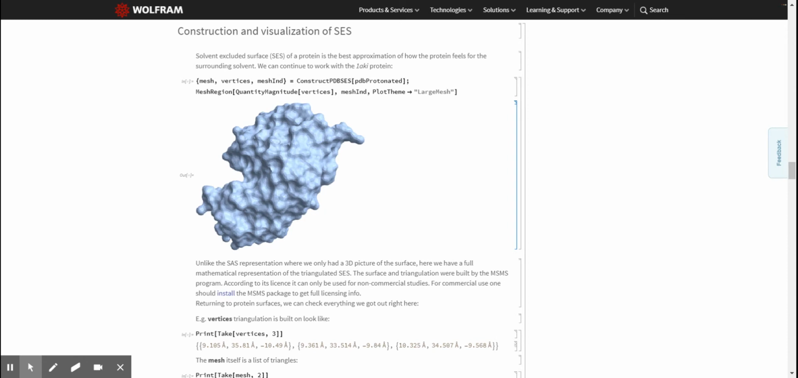In contrast with the previous case, here we don't only have a 3D picture of the surface, but we have the full mathematical representation, by which I mean the mesh: a set of triangles, a set of vertices the mesh is built on, and indices which say how you can build a mesh from the given vertices.